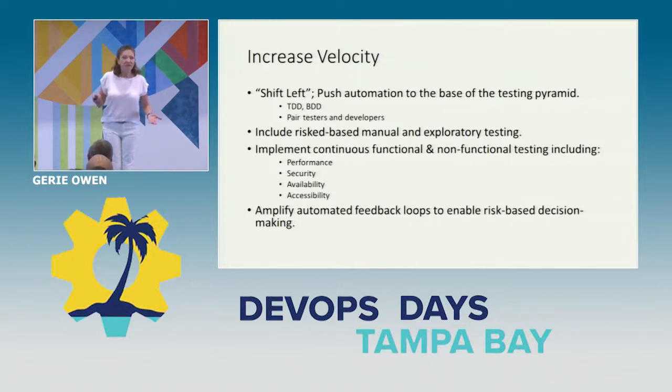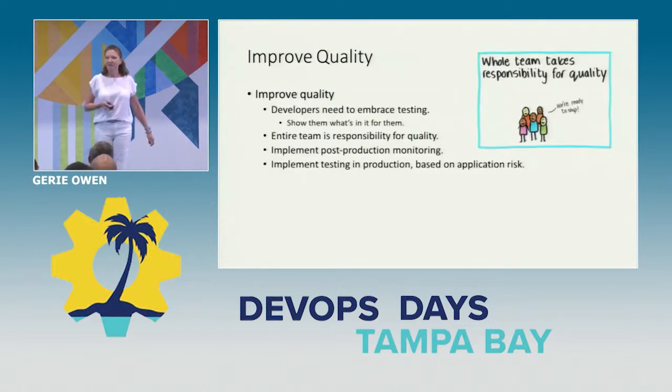We want to implement continuous functional and non-functional testing: performance, security, availability, accessibility. We have to continually think about those things throughout the process. And then finally, amplify those feedback loops. Put up a big red flag that enables decision-making. And with the right metrics, it enables risk-based decision-making.